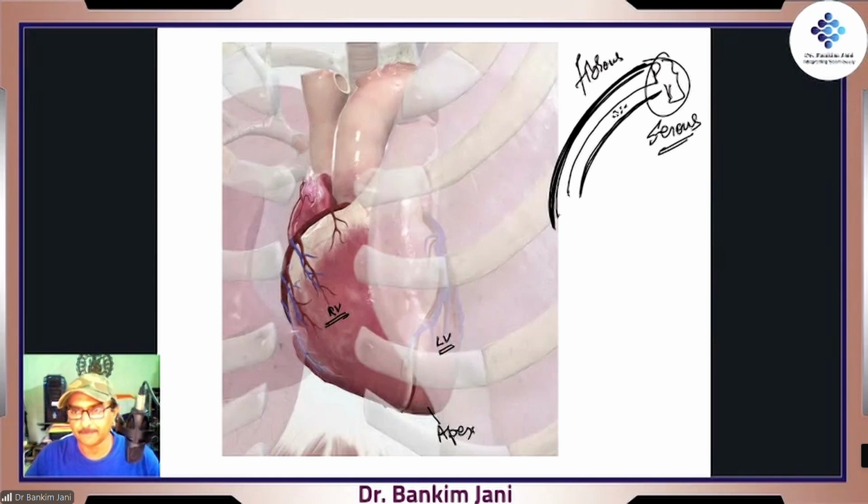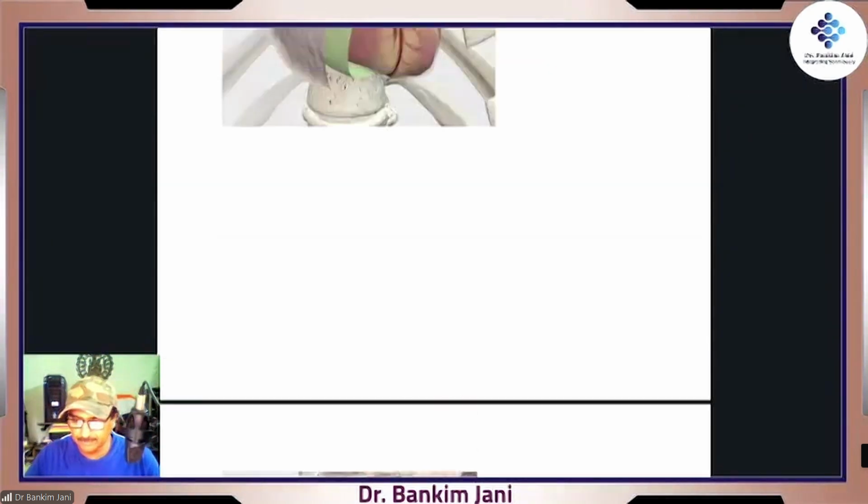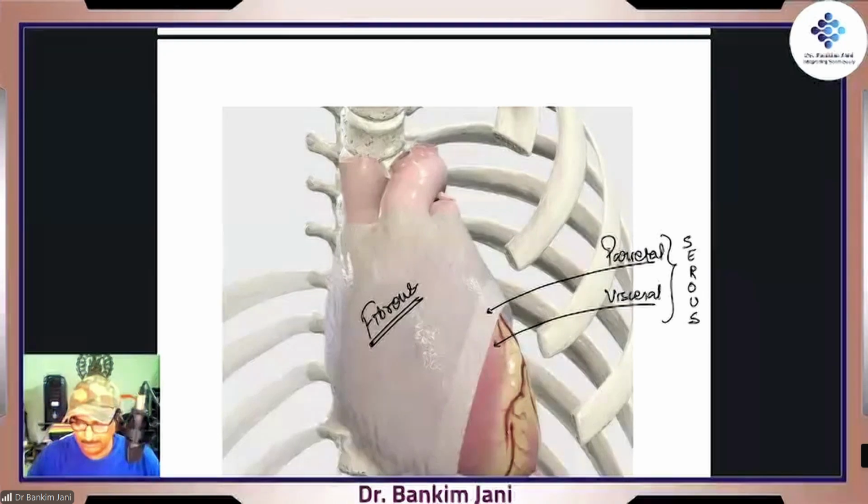Got it? Now it should be clear. See over here. Fibrous is the full bag. Visceral is near the viscera; viscera means organ. Parietal is next to it. In between is fluid. And this whole thing is the serous pericardium, and the fibrous is the outer cover. A tough cover.